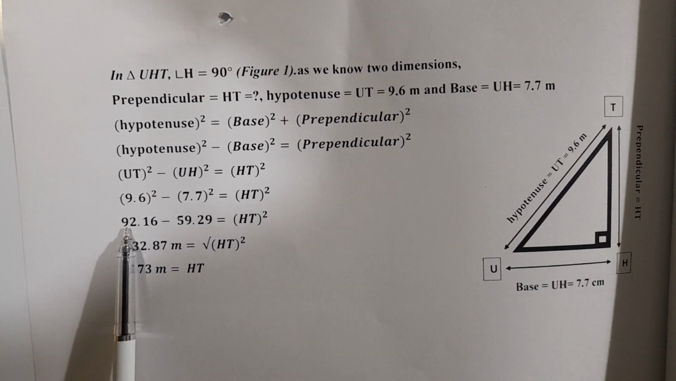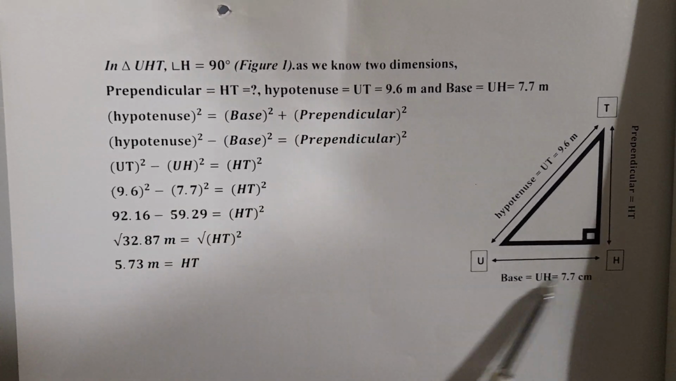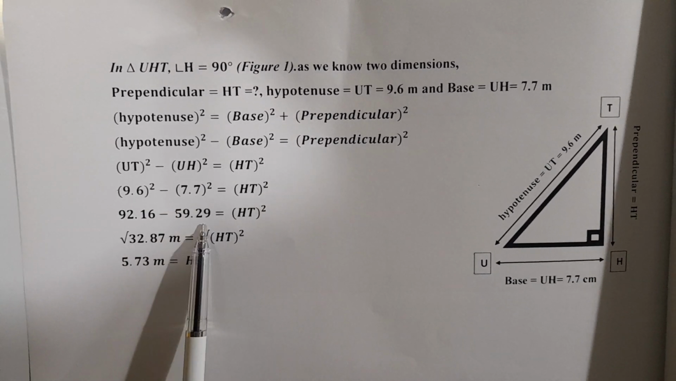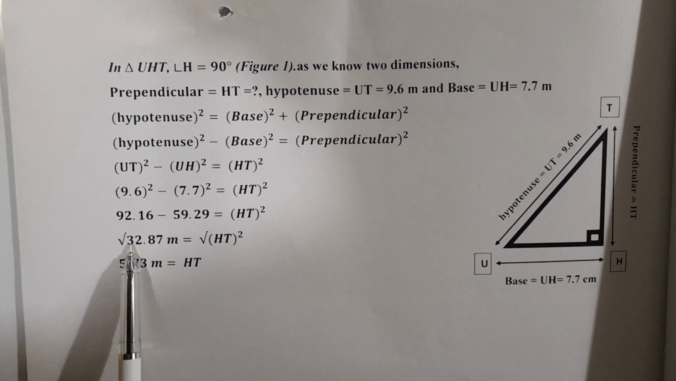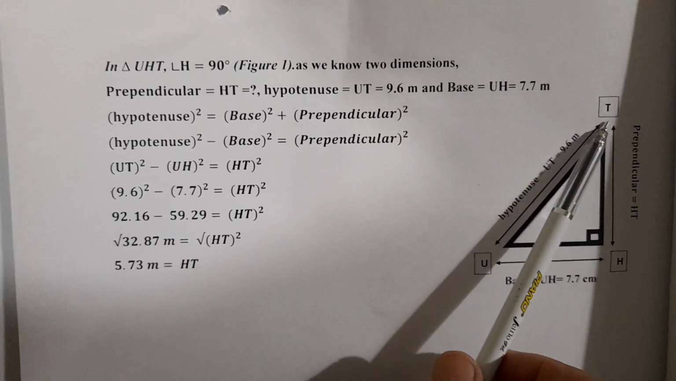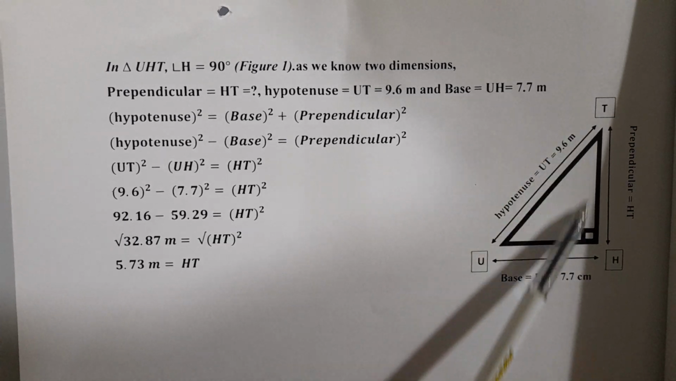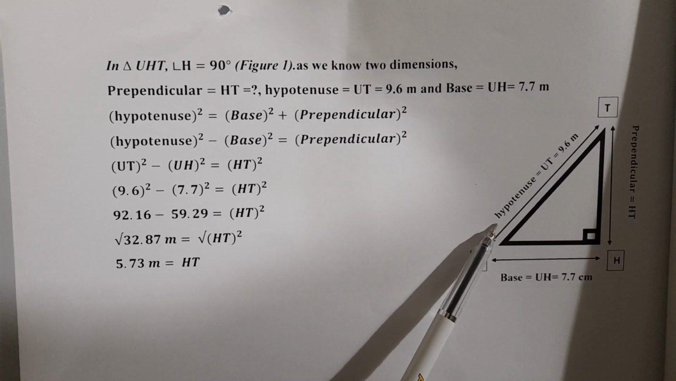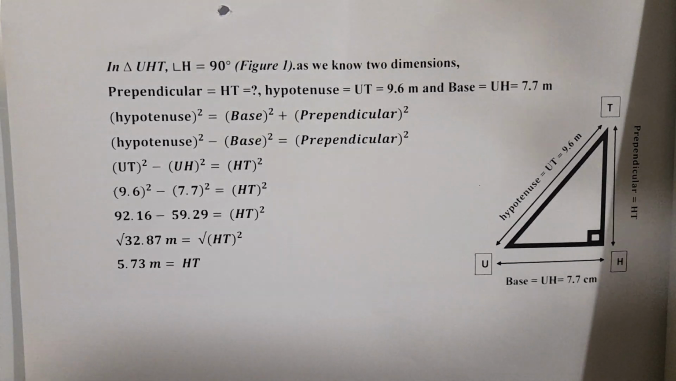Square of 9.6 is 92.16. We know the value of UH, 7.7. We will be writing 7.7 and squaring it. Square of 7.7 is 59.29. We have to subtract 59.29 from 92.16. The answer is 32.87. Square root on both sides. The answer is 5.73. So, the length of perpendicular HT is 5.73. We know the length of base 7.7 and the length of hypotenuse UT is 9.6. With this, we have come to the end of the basic level.